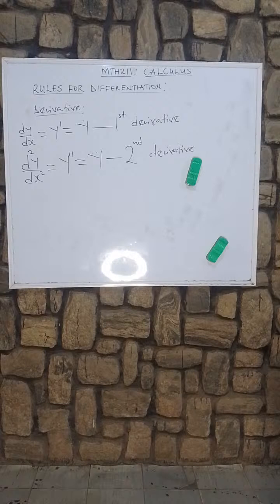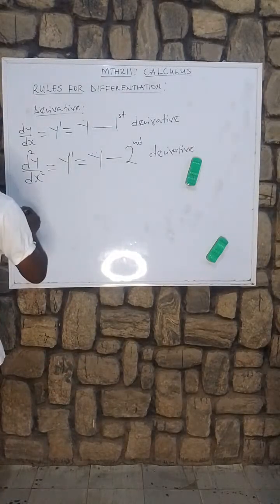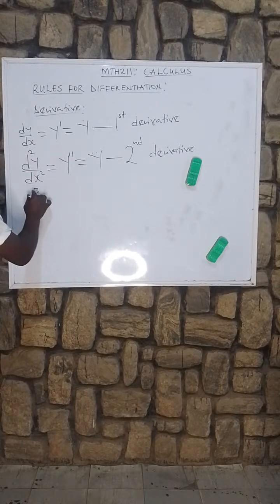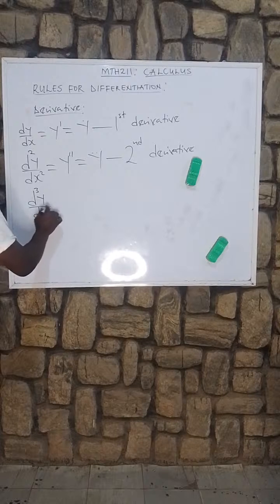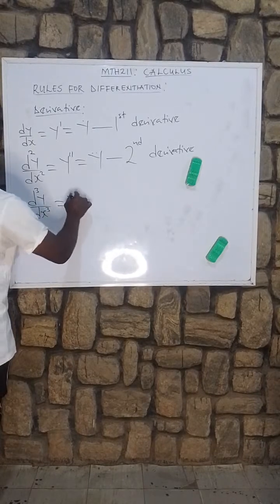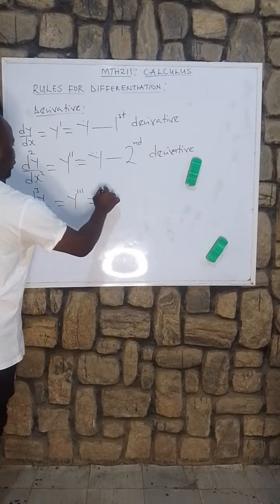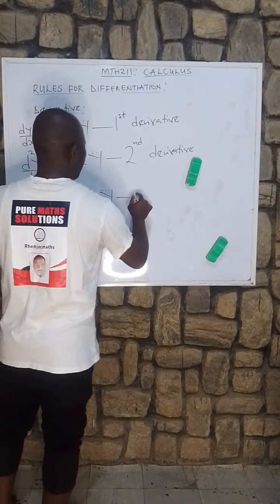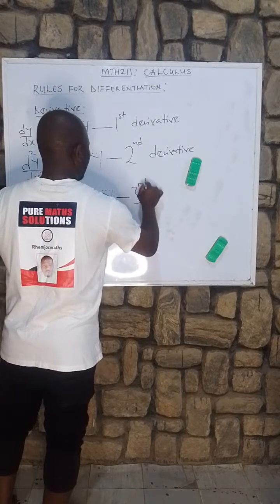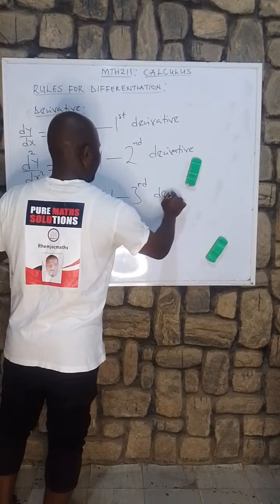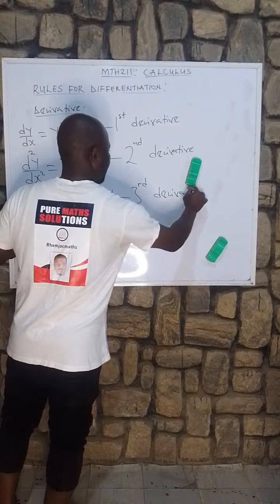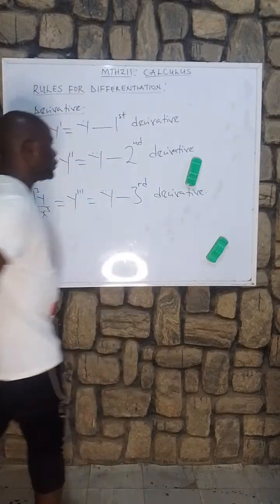This is second derivative. Is that clear? Then, when we have d cube y all over dx cube, this is a third derivative, y prime prime prime equals y dot dot dot. This is a third derivative. Are you following? Do you understand?